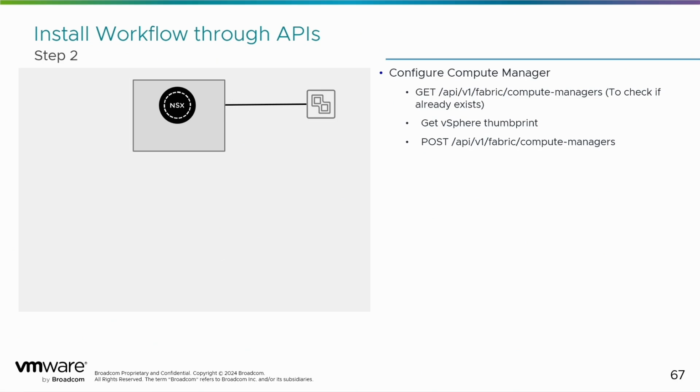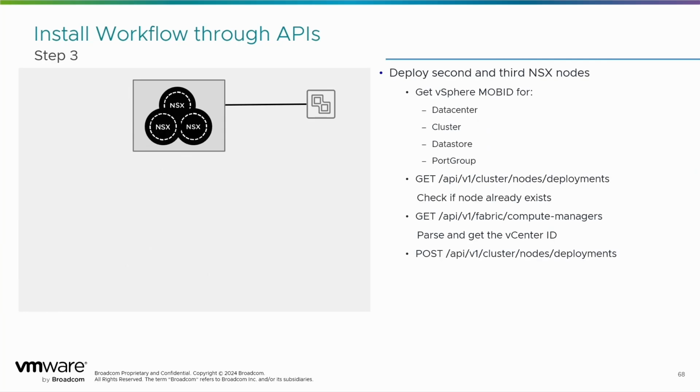In step 2, we configure the compute manager. We can get the compute manager information to check if it already exists. We can get the vSphere thumbprint, and then we can post up the configuration that we want via API v1 Fabric compute managers.